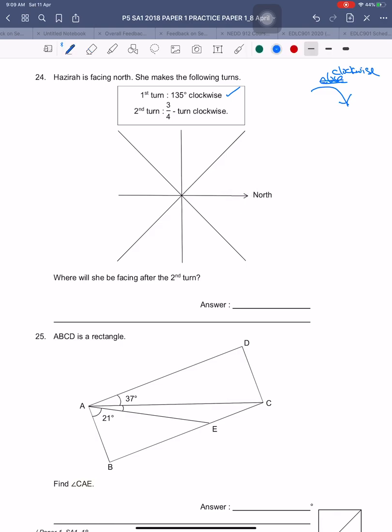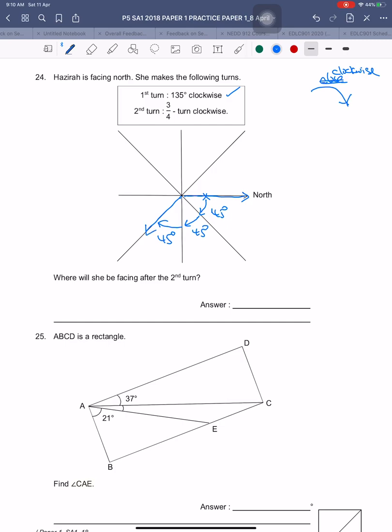Okay, so let's start. This is where she started. She's facing north. So let's look at the first turn first. 135 degrees clockwise. So start from here. From here to here is 45, another 45, another 45. Okay, so that is where she is now after the first turn.